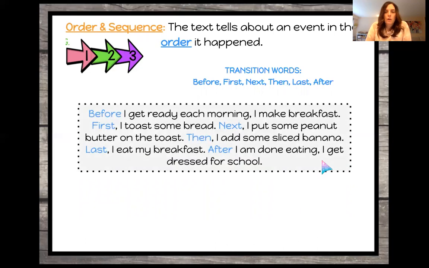Before I get ready each morning, I make breakfast. First, I toast some bread. Next, I put some peanut butter on the toast. Then I add some sliced banana. Last, I eat my breakfast. After I am done eating, I get dressed for school.